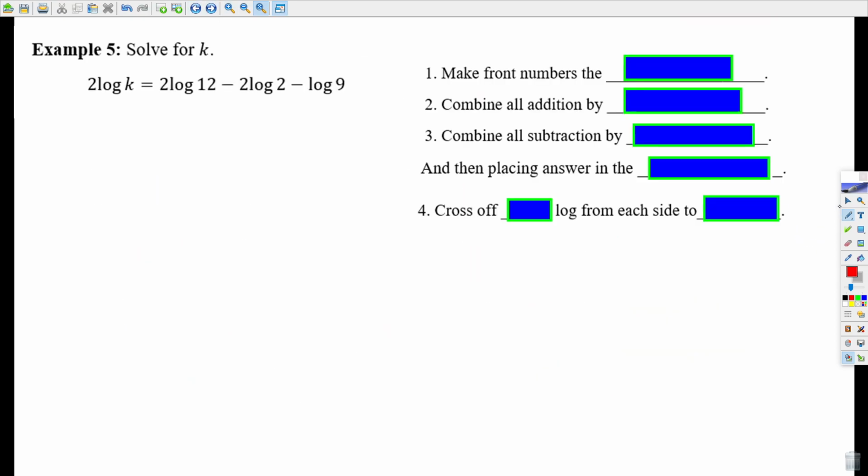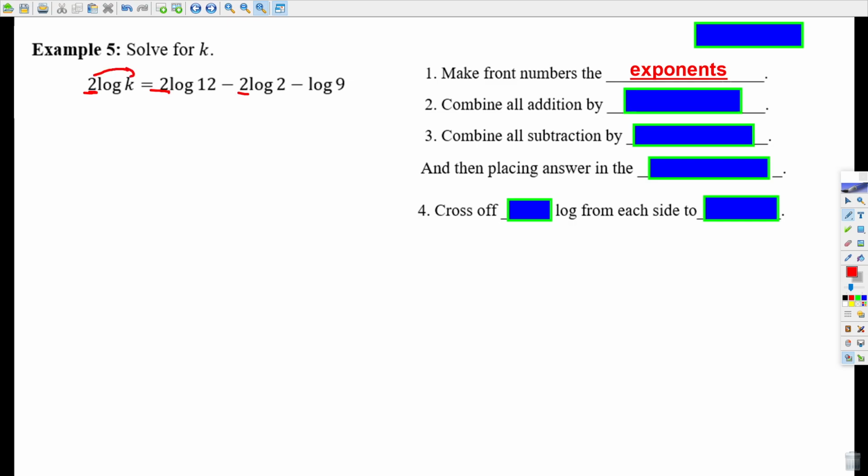Okay, now we're going to be solving for k. And I'm just going to go through all the steps of what we know how to do and how we do this in order. So what I would like us to do first is make the front numbers the exponents. So the ones in front of the logs. And there's a bunch of them here. We have a 2 here, 2 there, and a 2 there. So we have a bunch of squareds, right?